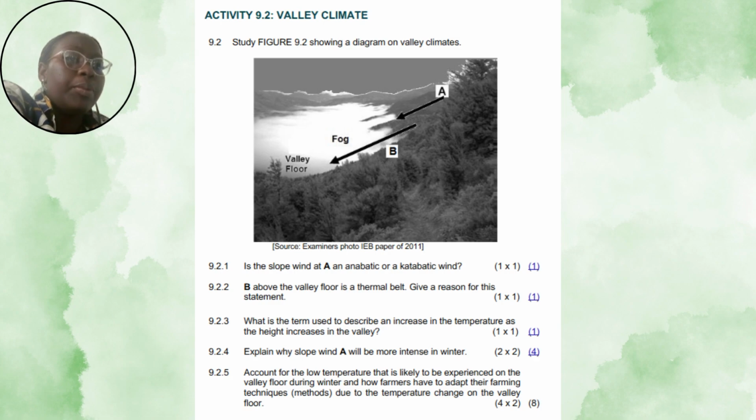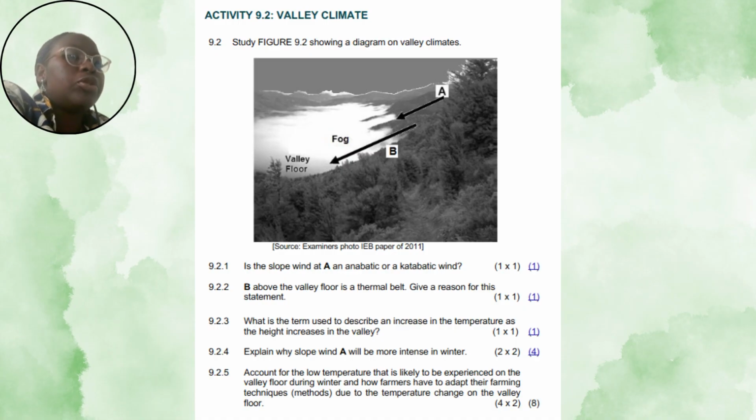But with slope A, we can see that it's a katabatic wind. Why? It's cold descending air that is occurring at night. That's the definition of katabatic winds. So if the arrows were going up, we could assume that that's anabatic winds. And B, above the valley floor, is a thermal belt. Give a reason for the statement, and it's because the temperatures are above freezing point.